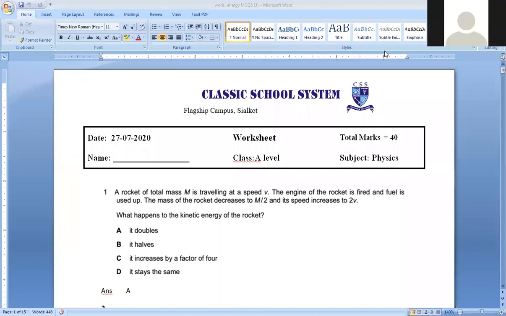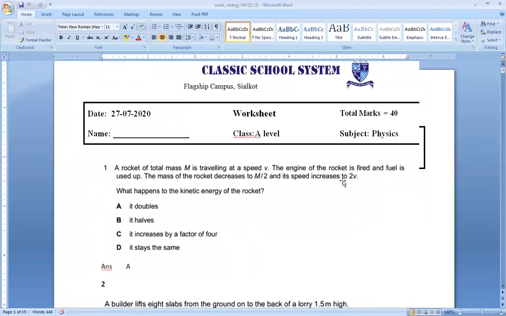Today we are going to discuss the worksheet which I sent you on Friday. Very few students have sent me the solution of this worksheet. Now it's your job to solve this worksheet on your own and then send it to me. Don't wait for me to solve it again. So if you want to learn something, then try it at home and send me the answers.